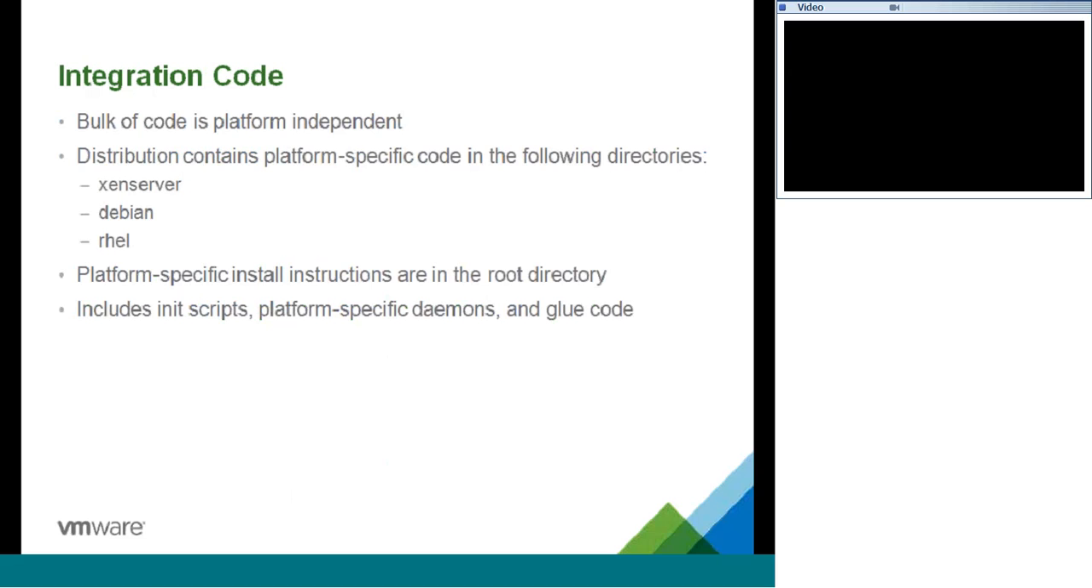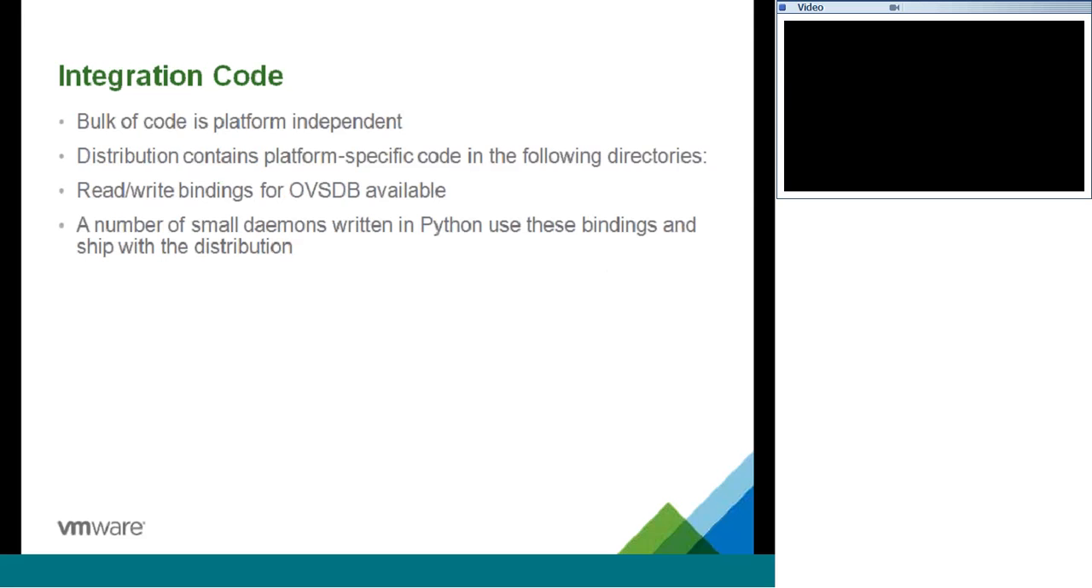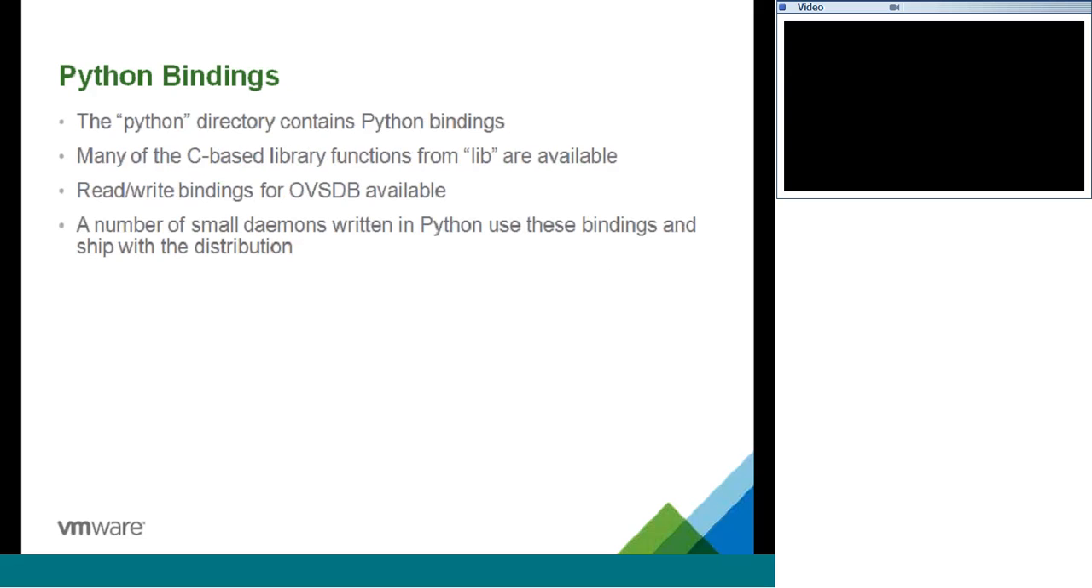And then in each one of those directories, they have init scripts and platform-specific daemons and various glue code to make it all work. There's a Python directory that has Python bindings. In the lib directory, there are these C-based libraries, for example, daemons and logging and all of that. And then we also have Python ports available for most of those functions. And then there's also bindings for interfacing with OVSDB through Python in that Python directory.